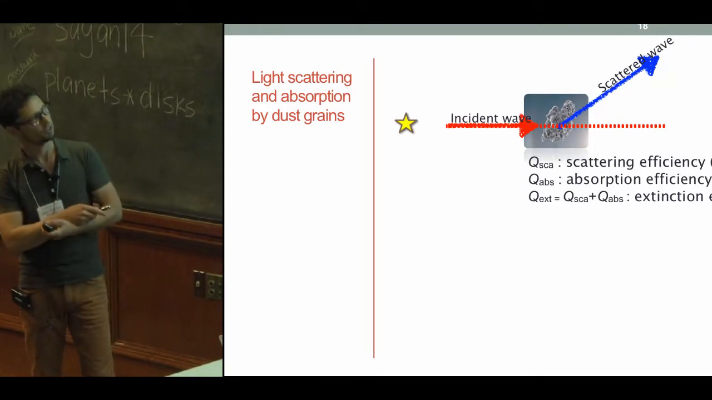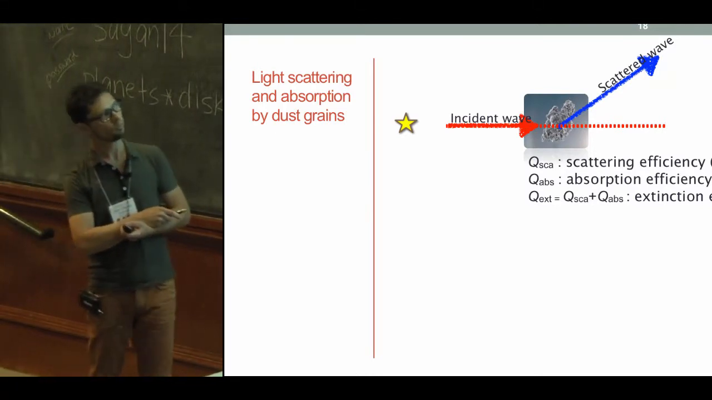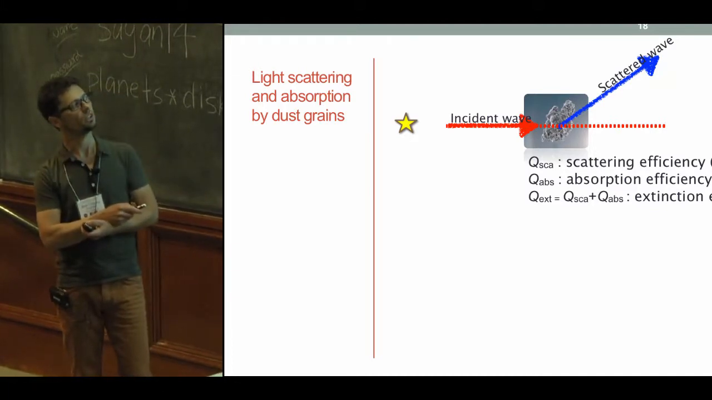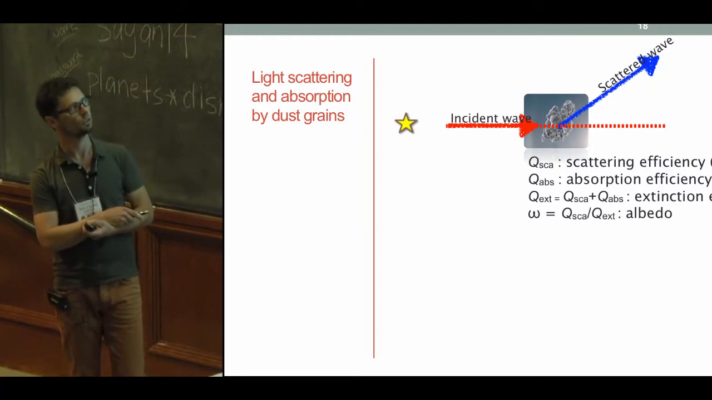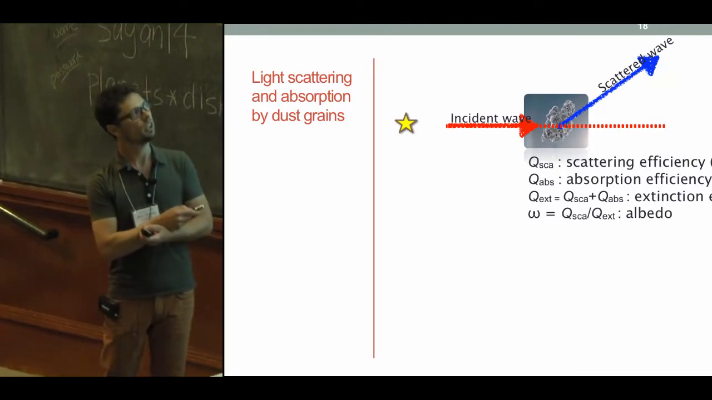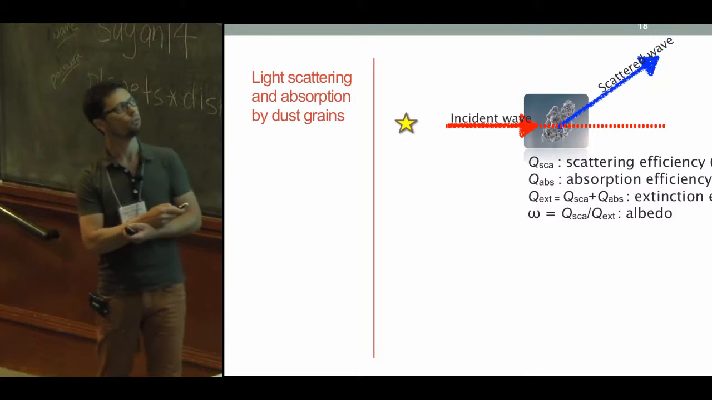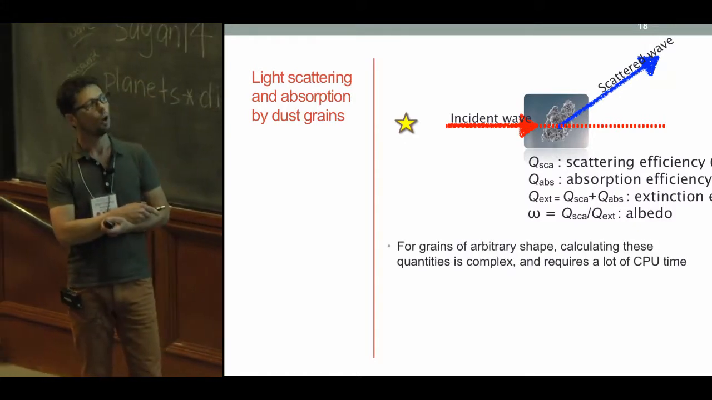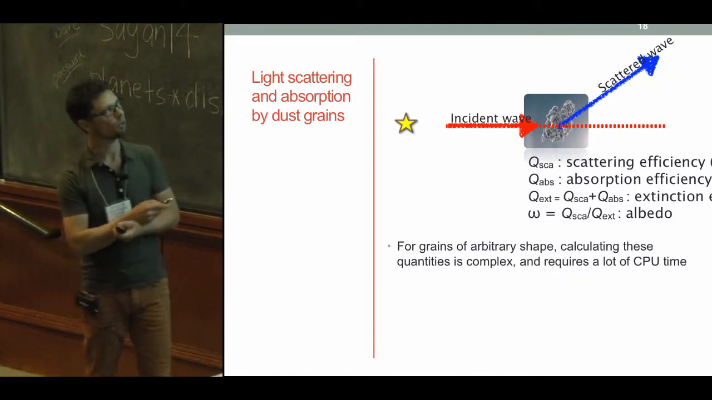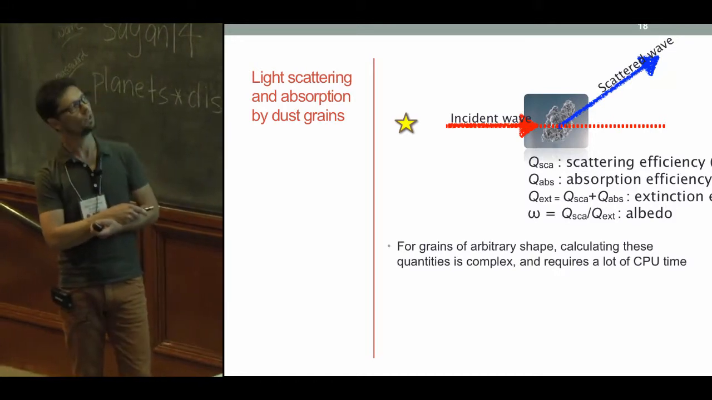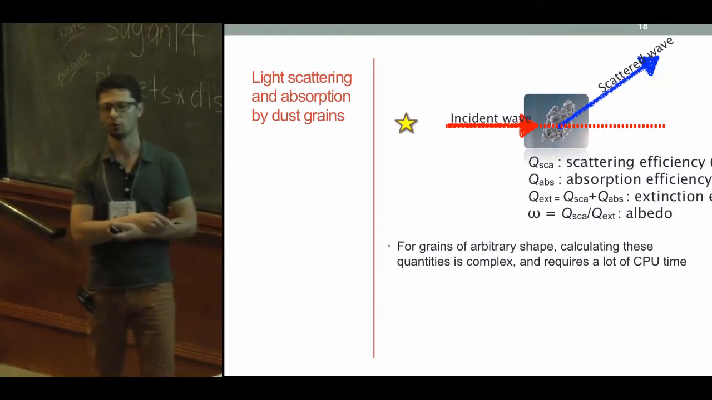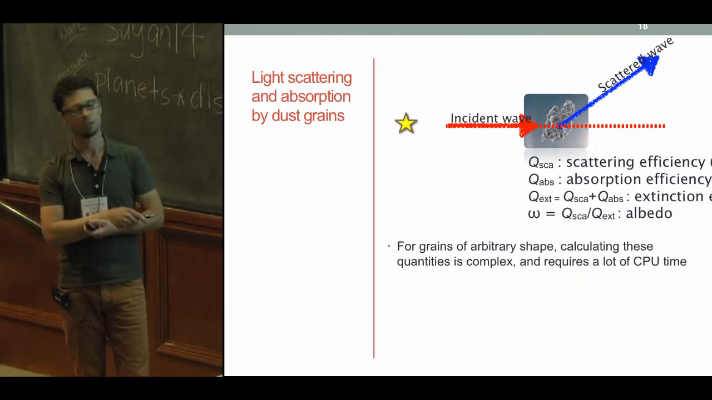It's a little bit cut here, doesn't matter, which is the sum of the two. And you define the albedo that you heard about before, which is the ratio between the scattering efficiency and the extinction efficiency. Right. So you can calculate these quantities for any kind of grain. Some codes do exist to do that, but it's very complicated, especially if your grains have very complicated shapes. And it requires a lot of CPU time. So this is not necessarily the method that you want to employ to calculate these quantities.